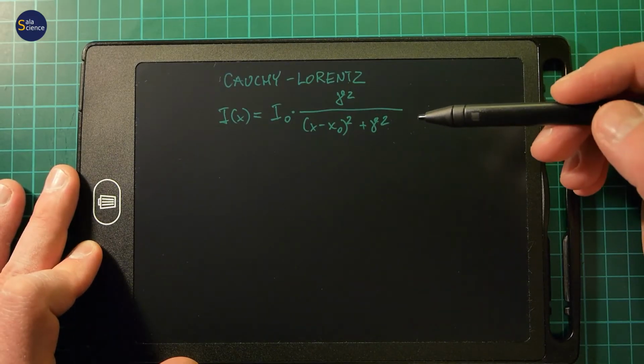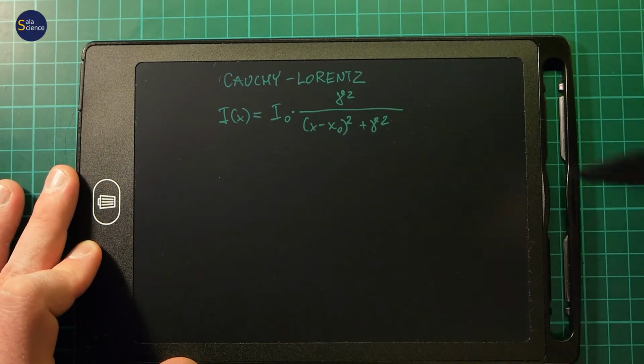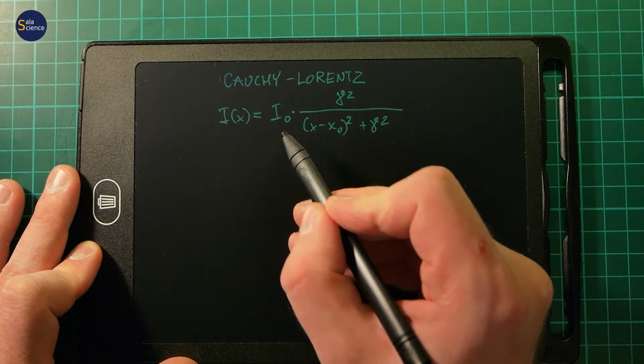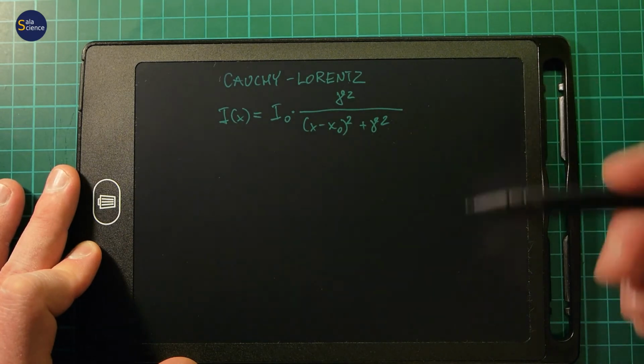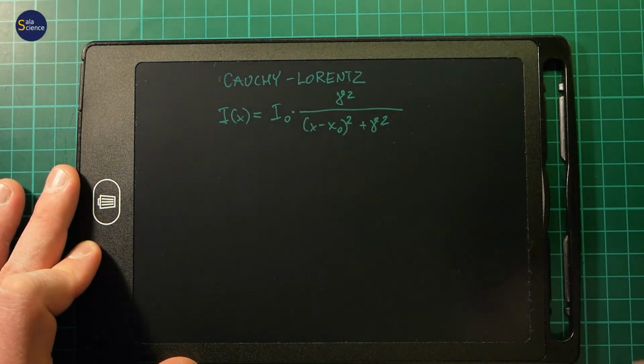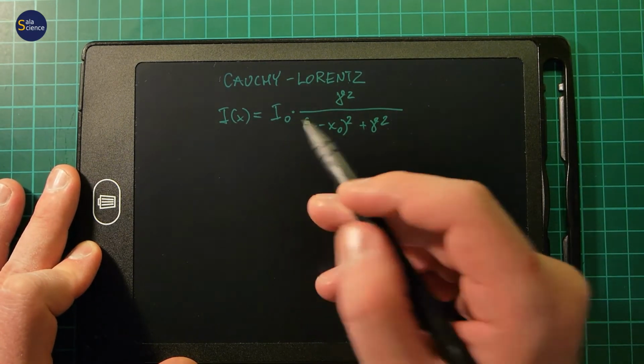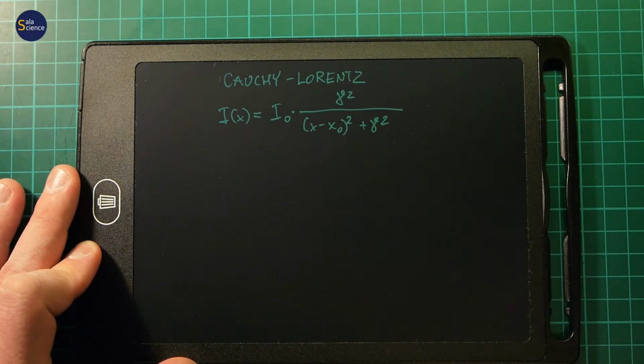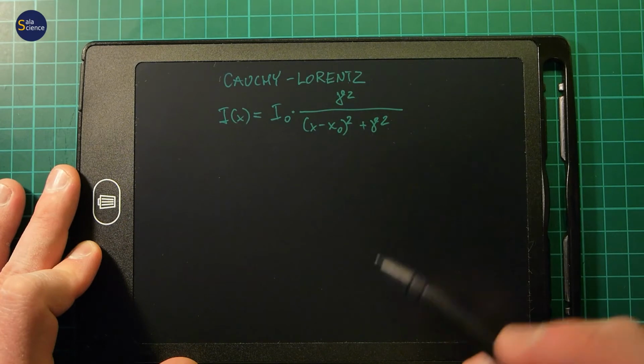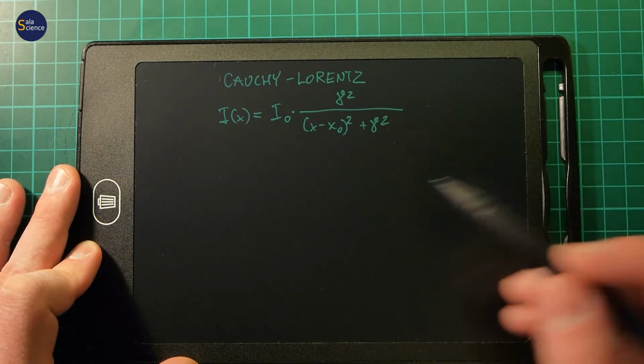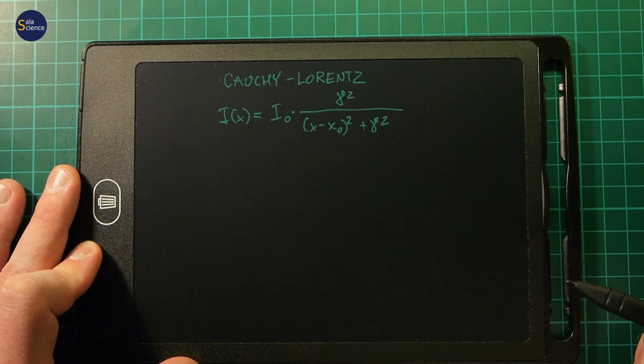All the functions that I'm showing you are not normalized to 1. I mean, the area below the function is not normalized to 1, but the maximum intensity is normalized to I naught. In order to have the function normalized to 1, instead of I naught, there should be 1 over pi times gamma. But let's stick with this definition, so we have the maximum intensity normalized to I naught.